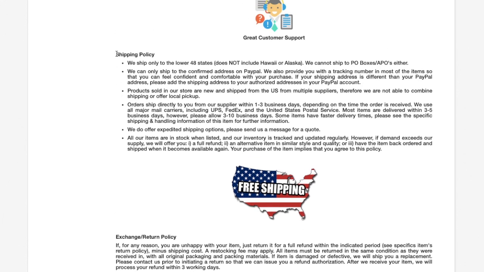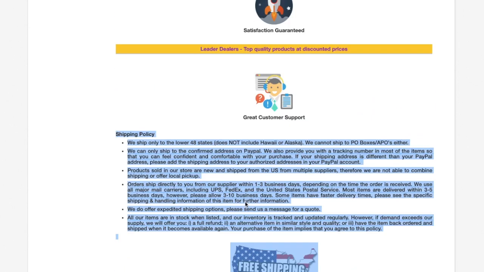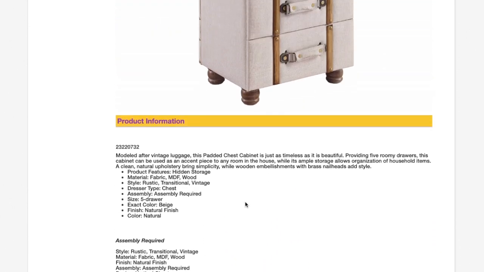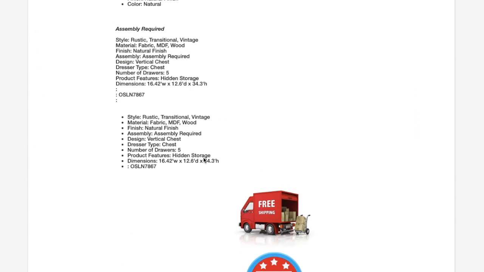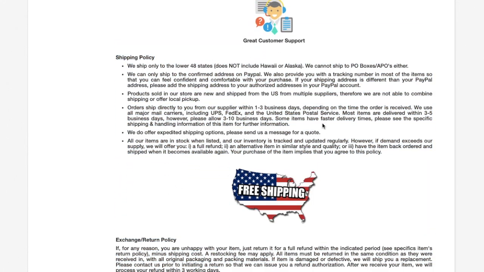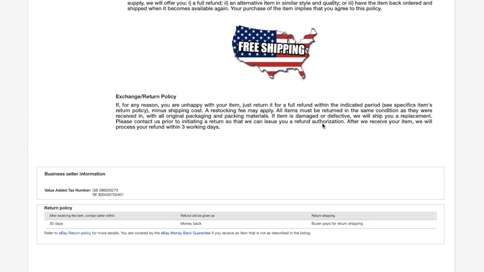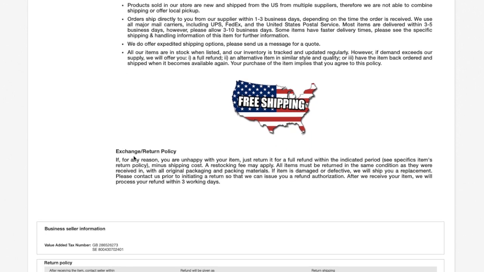So this part here with the American flag inside there is the most part of the description area here. It's not so much about the product, it's just, honestly, if we can be brutally honest here, it's about covering your own ass. Okay, it's nothing about the customer service here. Let's see if the exchange returns policy is something you would like to have. If for any reason you are unhappy with your item, just return it for a full refund within the indicated period.